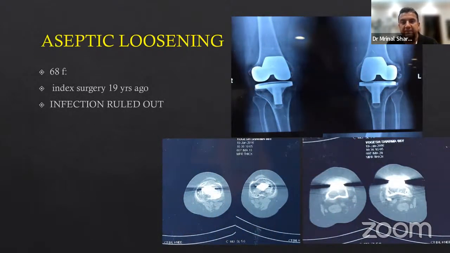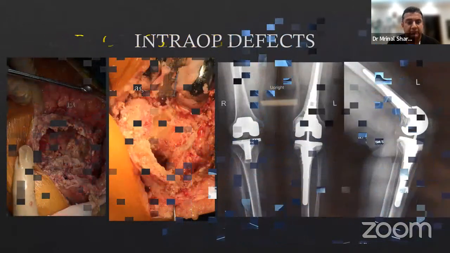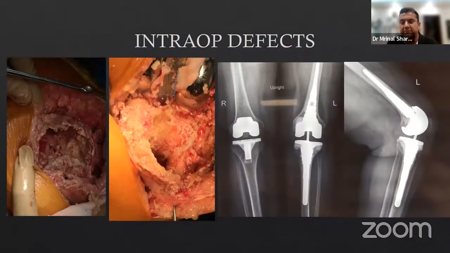So this is a case of aseptic loosening. You can see subtle lucency below the tibia on the left side, and the CT scans are not able to give us much detail about the kind of defects we'll have. And see intraoperatively, huge femoral defect, huge tibial defects, which were managed with sleeves. And this is a 5-year outcome of the same patient. But this is not the case I'm presenting.